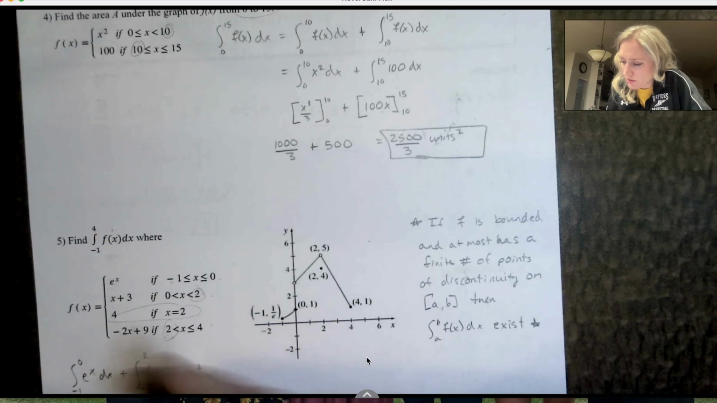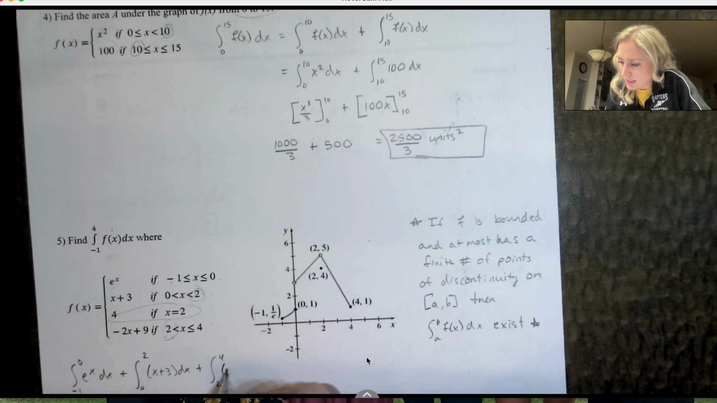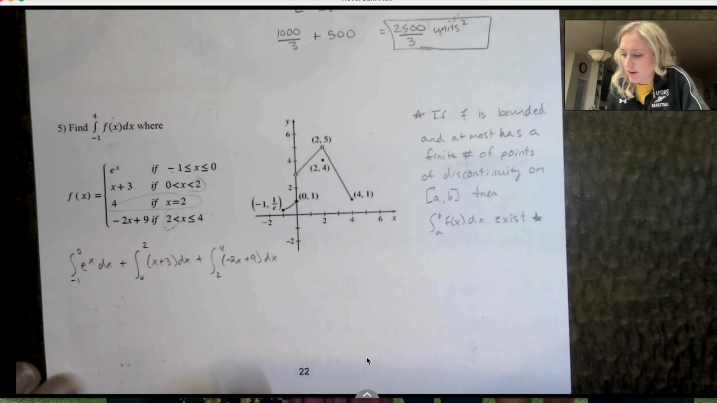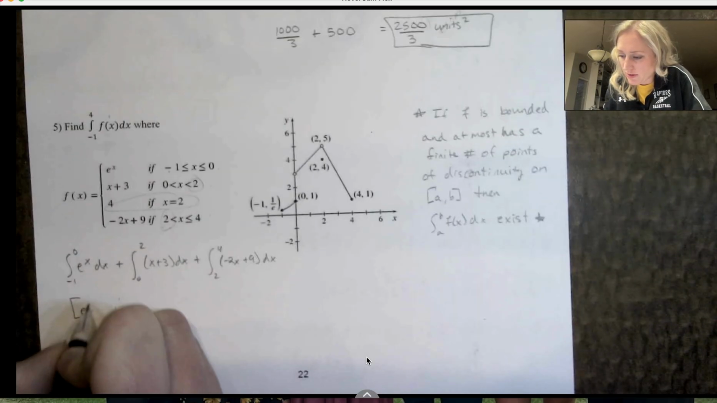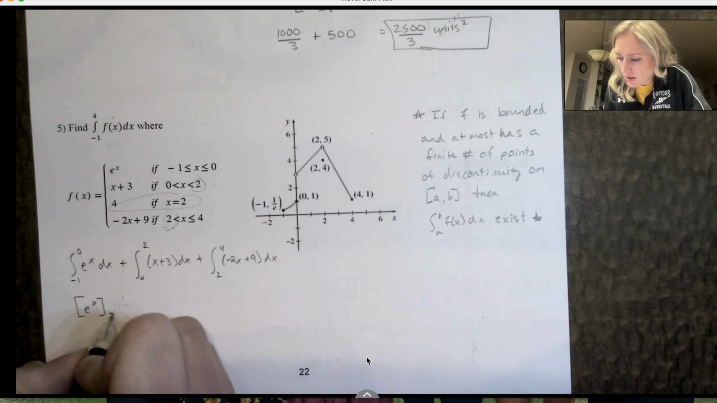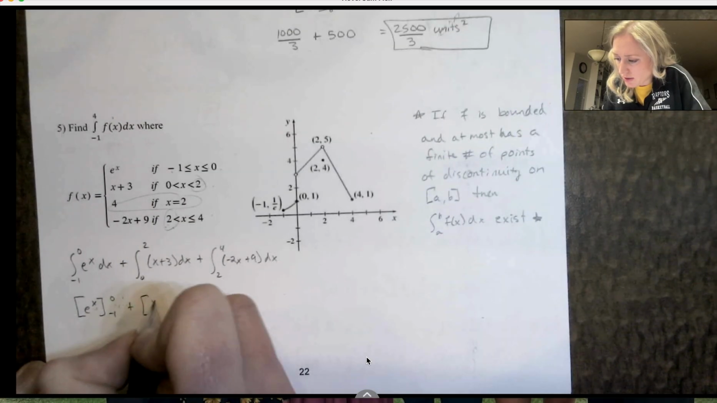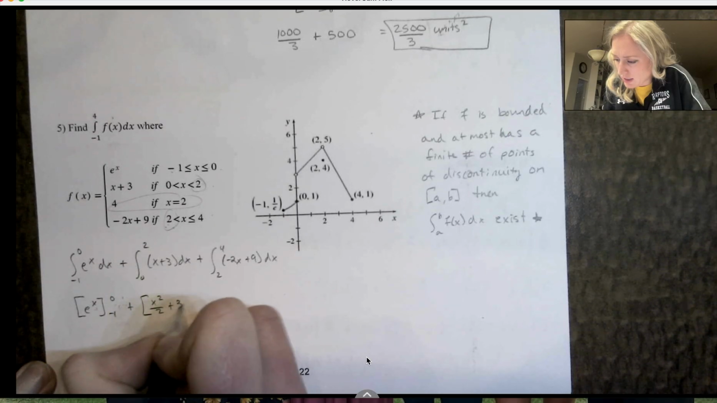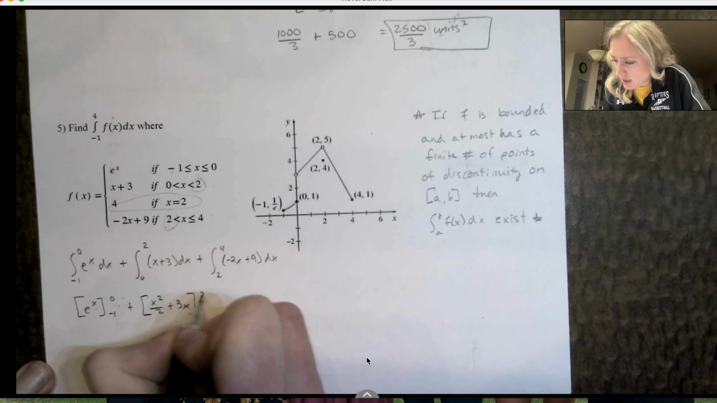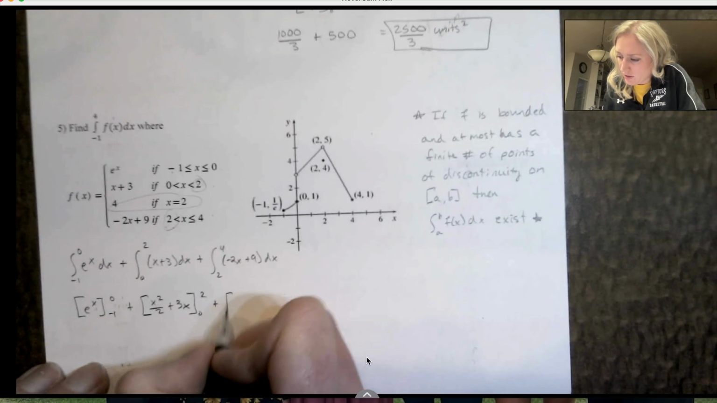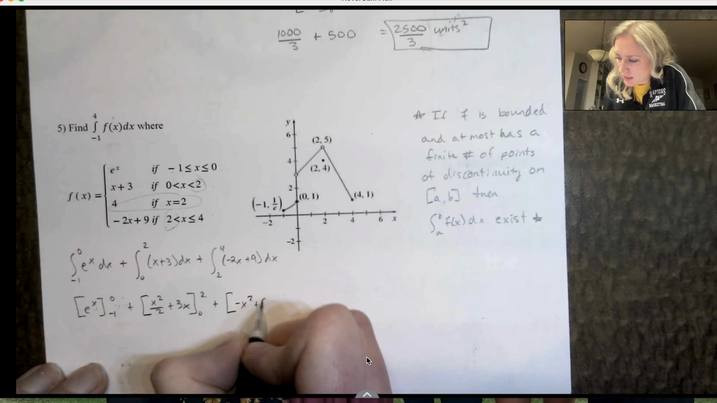And then lastly, we're going to do from 2 to 4 and use that last piece, negative 2x plus 9 dx. Okay? All right, so now we are evaluating the antiderivatives. The antiderivative there is x squared over 2 plus 3x. And the antiderivative there is going to be negative x squared plus 9x.